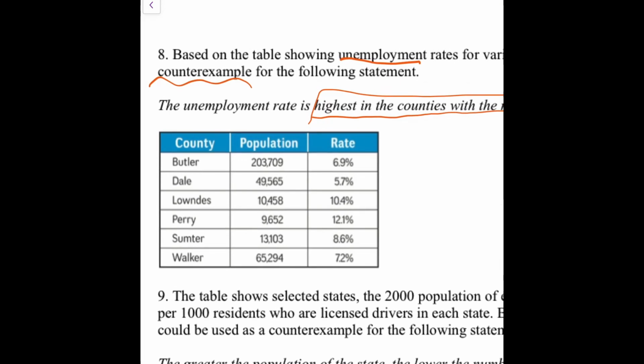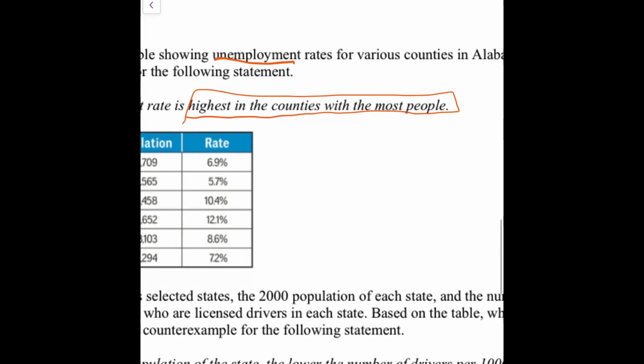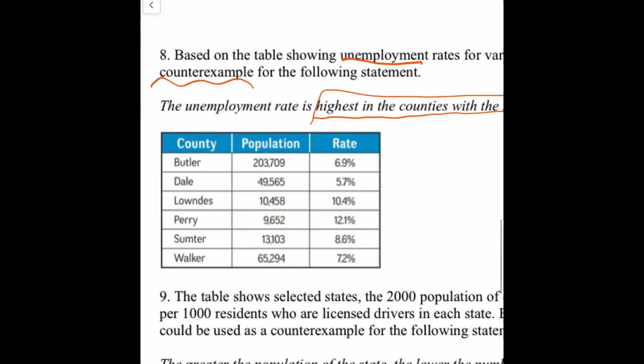And I'm going to go ahead and look at the highest unemployment rate. So I'm looking here. These two are going to have the highest unemployment rate, 10.4 and 12.1. The other ones are under 10, so I'm not going to focus there. And then I'm going to compare this unemployment rate to the population. So is it true that the highest unemployment rate belongs to the county with the highest population?